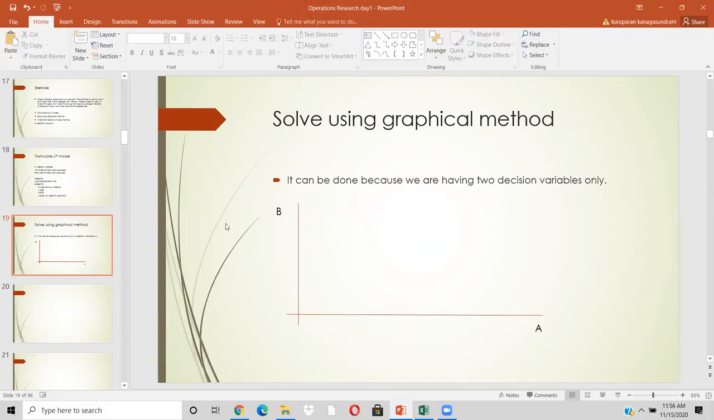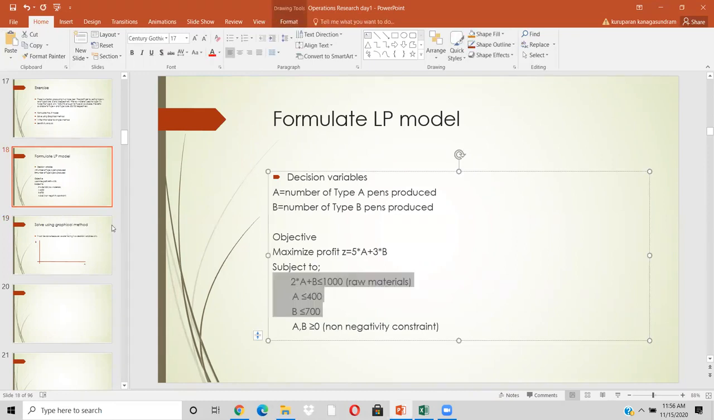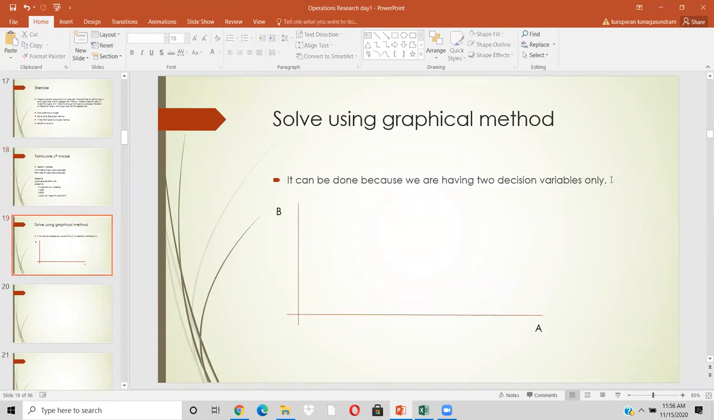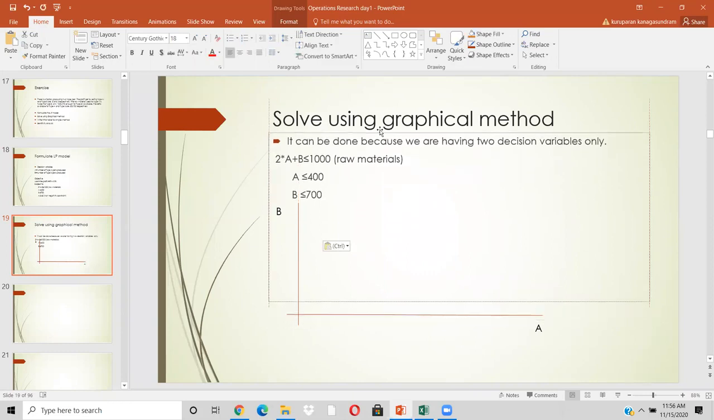Then we have to draw a line for each constraint. First of all, we will draw it for these constraints. Okay, how to draw those lines? Okay, first, 2A plus B less than or equal to 1000. How to find that line?